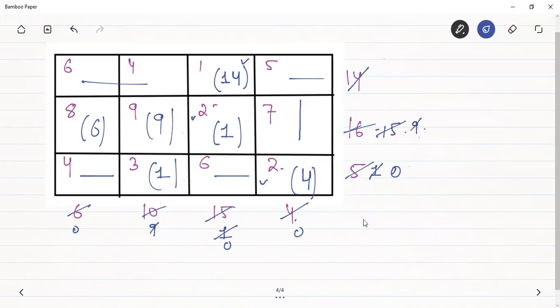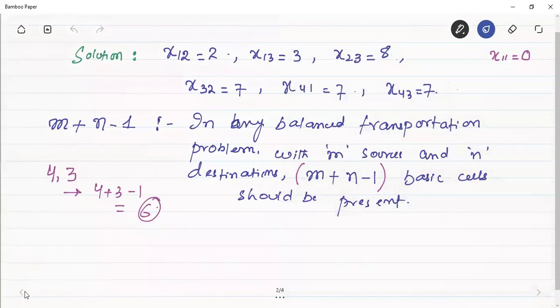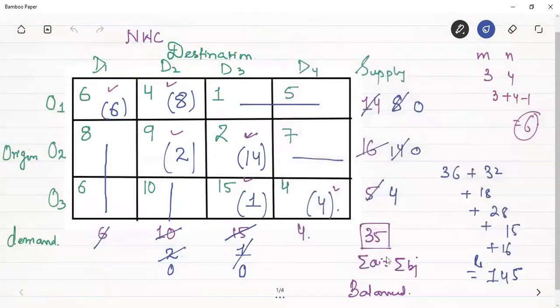So you can calculate the cost here. The cost will be equal to 14 plus 48 plus 81 plus 2 plus 3 plus 8. तो कितना आ जाता है ये cost? 156. Yes sir, 156. वहां पे कितना आया था नॉर्थ वेस्ट से? 145. 145.